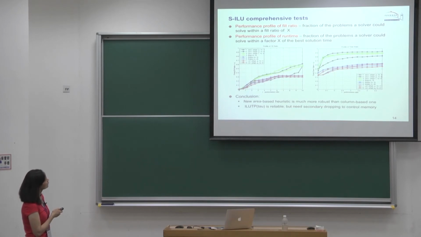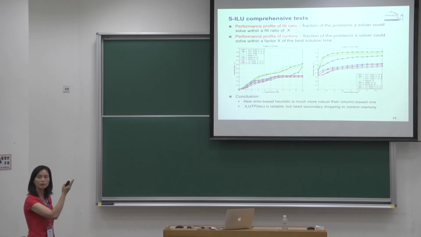And then you plot. For example, look at this solver, the square black one, it's this one. Look at the point at 5, meaning that this solver could solve 40% of the problems if the fill ratio cutoff is smaller than a factor of 5 of fill. Does that make sense? Then you can ask the question, which solver is good, the upper curve or the lower curve?